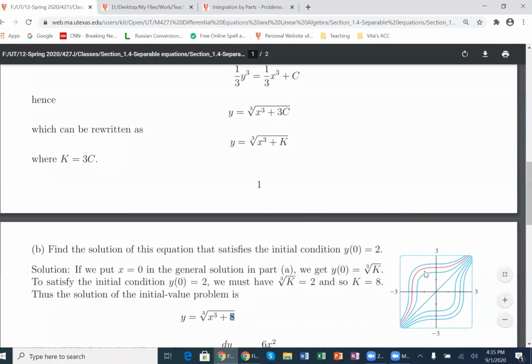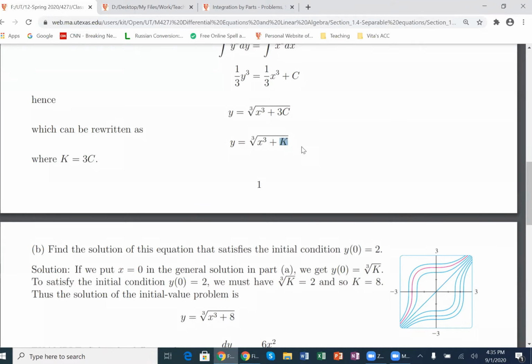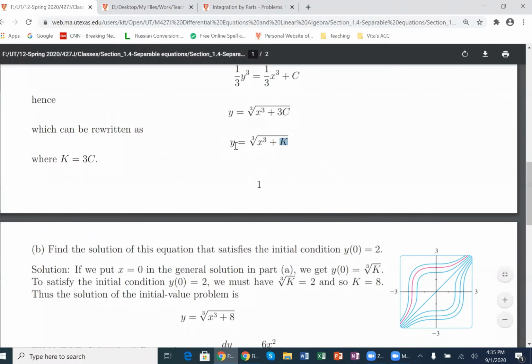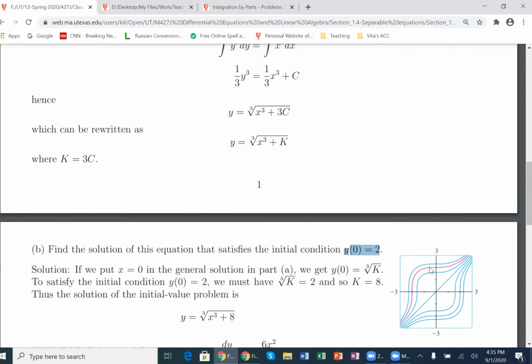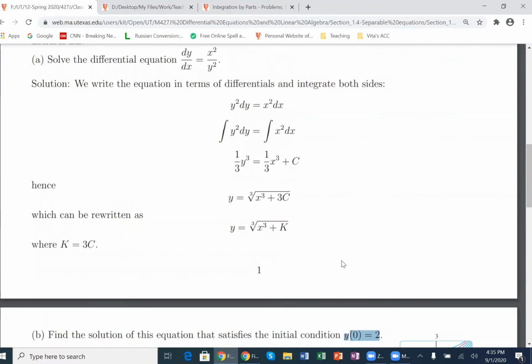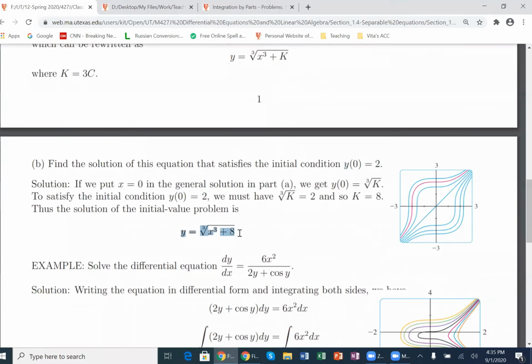And now look at this picture. Since we can plug in infinitely many numbers instead of k, we can plug in any real number instead of k. We have infinitely many curves here as graphs of the corresponding functions. But if we have an initial condition, we pick just one curve, which is the graph of this function. So in our case, it's this pink curve.